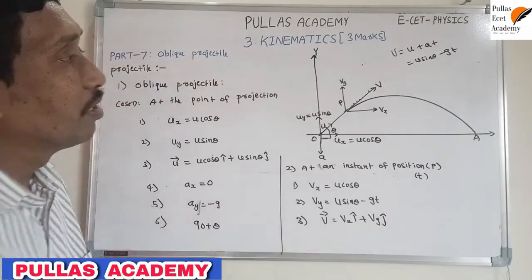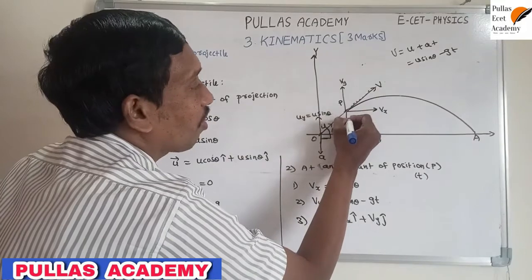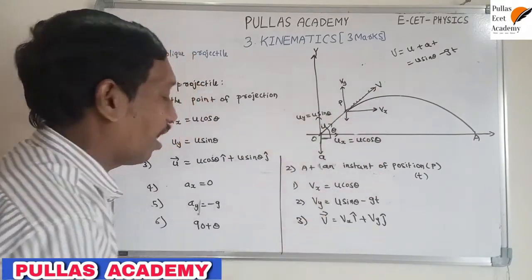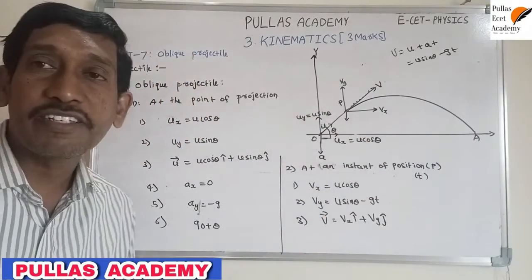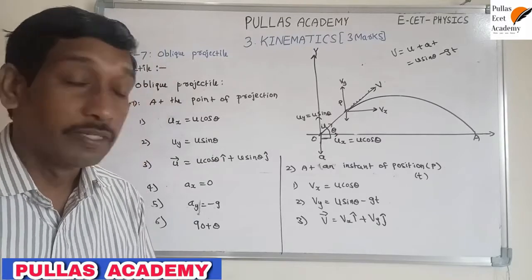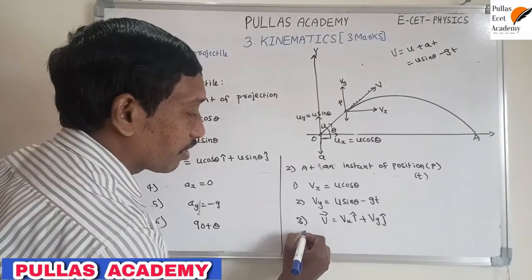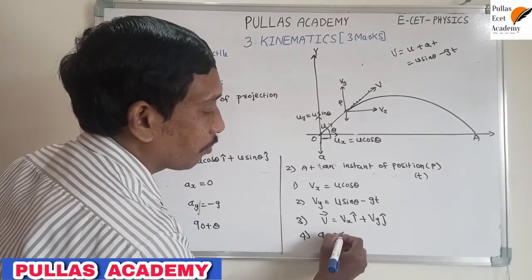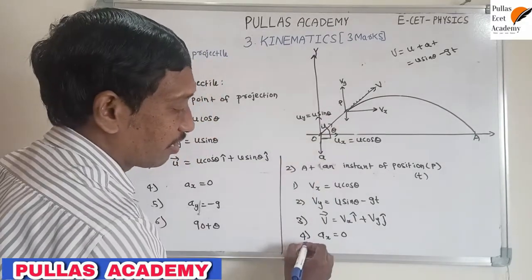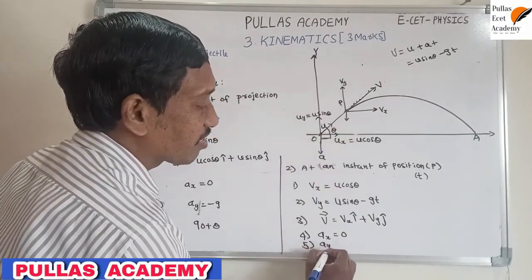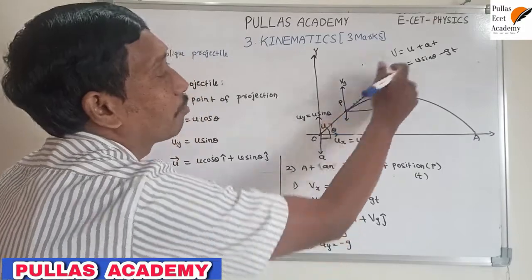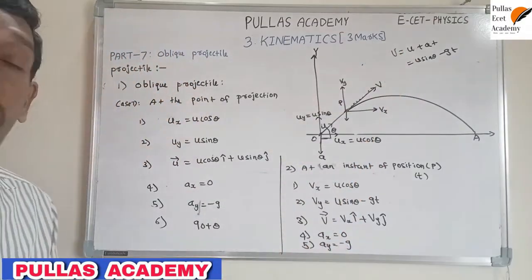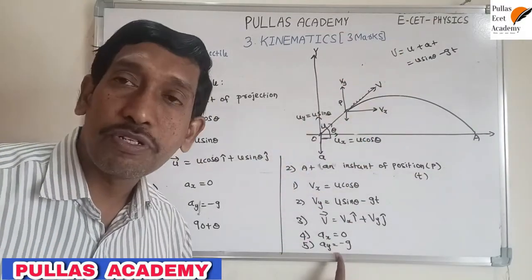Okay, now here also this is the velocity, and this is called the acceleration. The angle is again 90 plus theta between velocity and acceleration. And one more point here: acceleration is 0 along the horizontal direction. Along the vertical direction acceleration is equal to minus g. While moving upwards it always takes minus, while moving downwards it takes a positive sign.